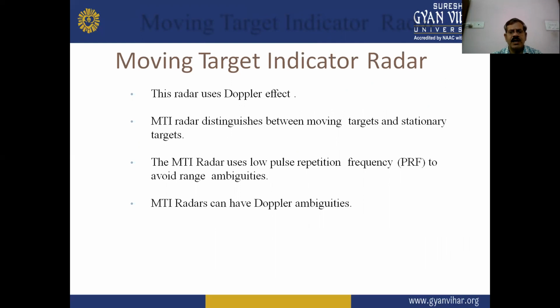Next one is moving target indicator radar, or MTI radar. This radar uses the Doppler effect. MTI radar distinguishes between moving targets and stationary targets. MTI radar uses a low pulse repetition frequency, PRF, to avoid range ambiguities. MTI radar can have Doppler ambiguities.